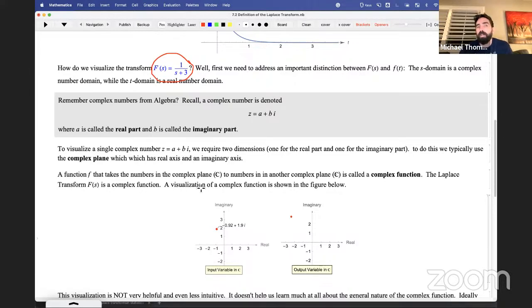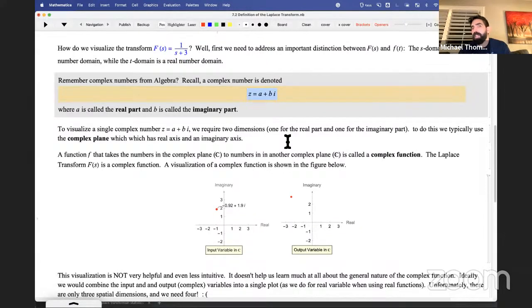If you remember from algebra, the way we designate a complex number is by writing z equals a plus bi. There's a real part, which is a, and then there's the imaginary part b in front of the i, which is called the imaginary part. So in order to graph these things, you need two dimensions. You need one for the real part, and you need one for the imaginary part.